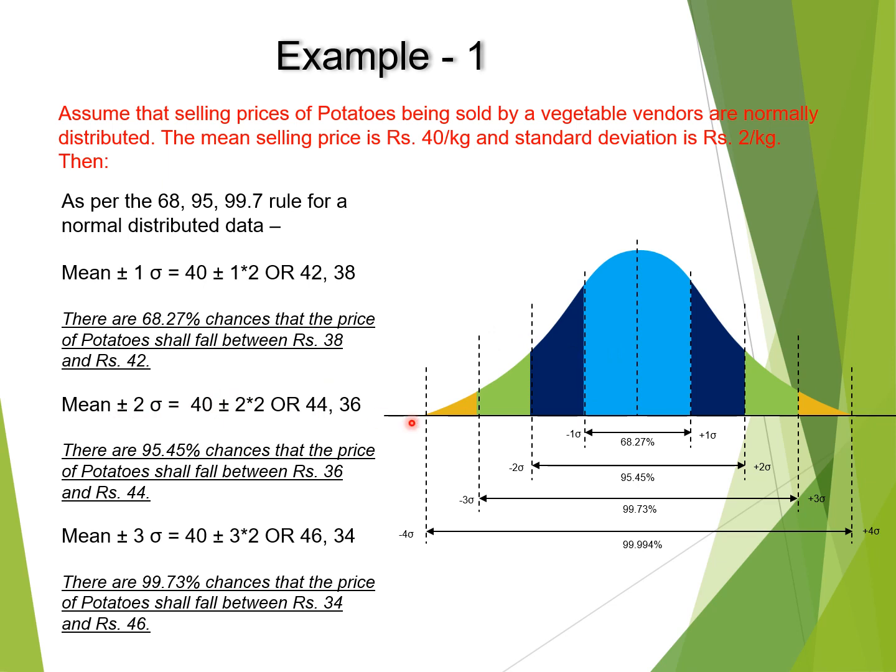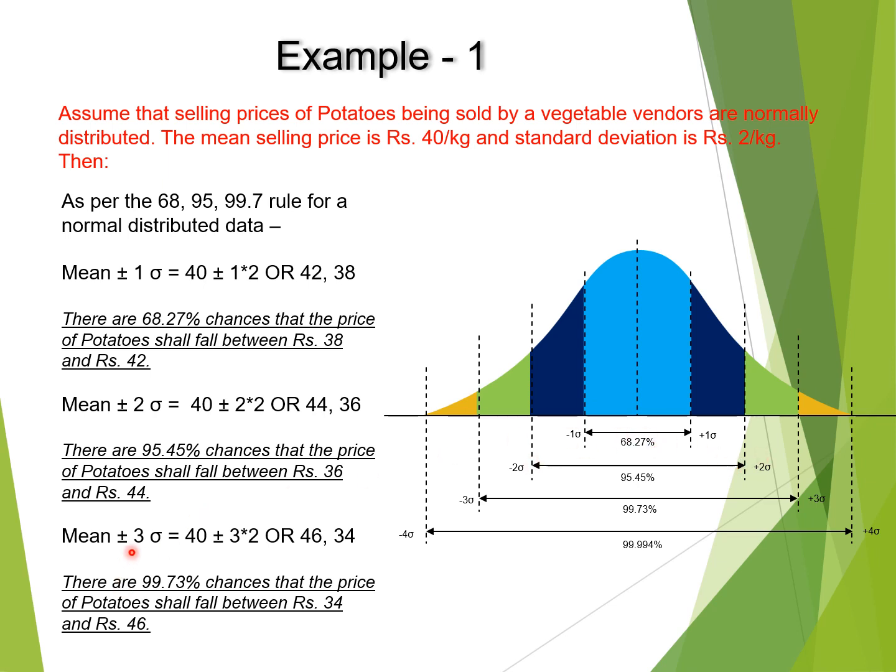Similarly, mean plus minus 2 sigma is 40 plus minus 2 into 2, that is 44 and 36. So this is 36 and this is 44. As per that rule, there are 95.45% chances that the prices of the potato shall fall between 36 and 44.